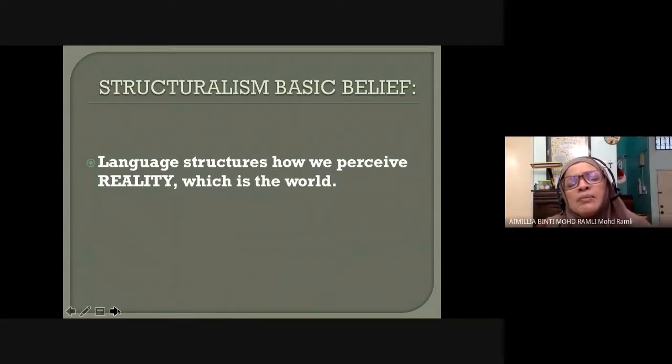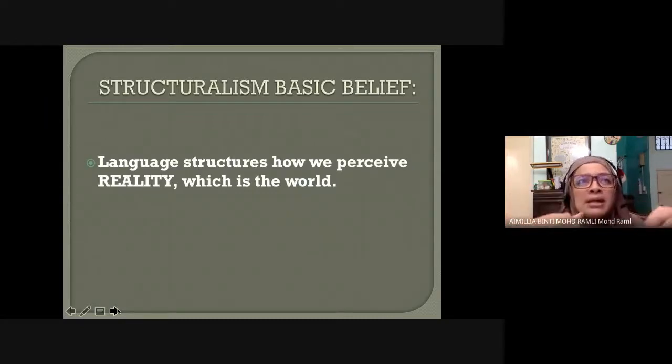Now, because language structures how we perceive reality, which is the world, we have different languages in this world. Okay? So in Malay, for example, we have many words for rice. We don't have one, we have many. Rice that is on its stalk can be called paddy. Rice that is processed from the stalk is called beras. Okay, uncooked. Cooked rice is called nasi. A slightly different type of rice is called pulut. Glutinous rice is called pulut.